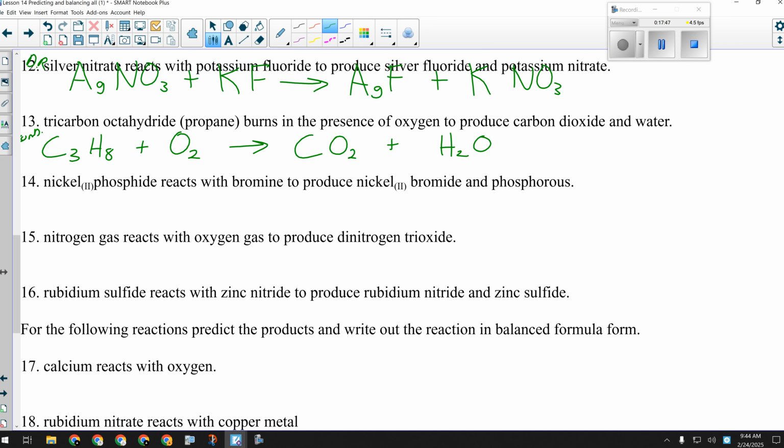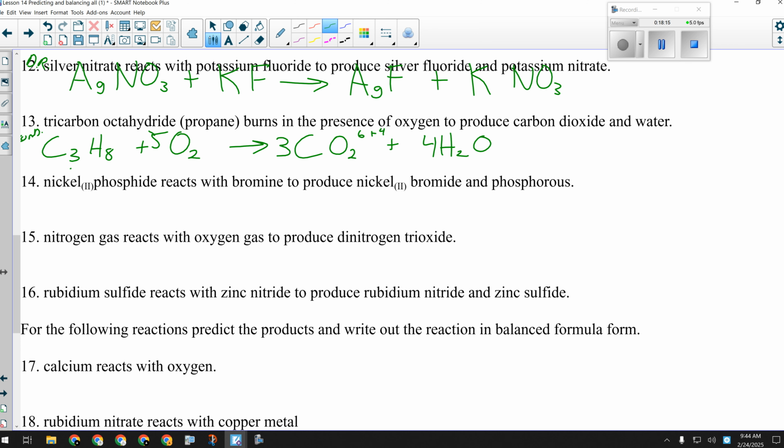Do I need the rule of 2 for this one? No, I have an odd number this time. So 3 carbons, what needs to go here? 8 hydrogens, what needs to go here? 4. Okay, 3 times 2 is 6, plus 4 more is 10 oxygens in the products. What times 2 gives me 10? 5. Right. So there we go. That's what that should look like. Balanced.